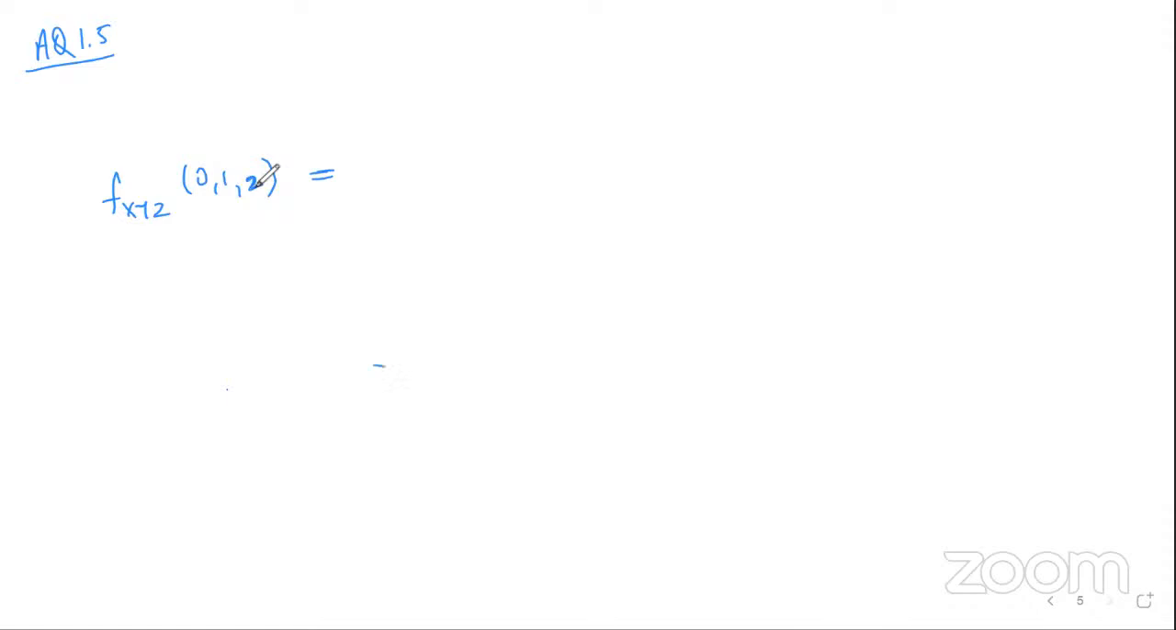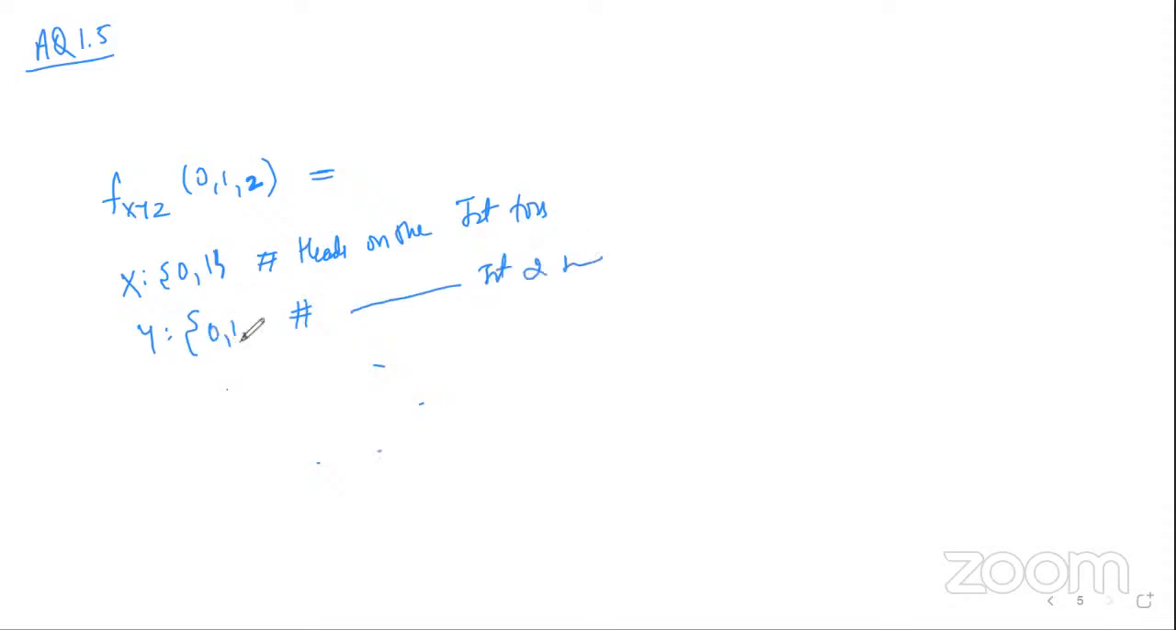Yeah, let's do this first. X ranges over 0, 1. X was defined as the number of heads on the first toss. Y has range 0, 1, 2, and was defined as the number of heads on the first two tosses. Z is the number of heads in the four tosses, so its range is 0 to 4.